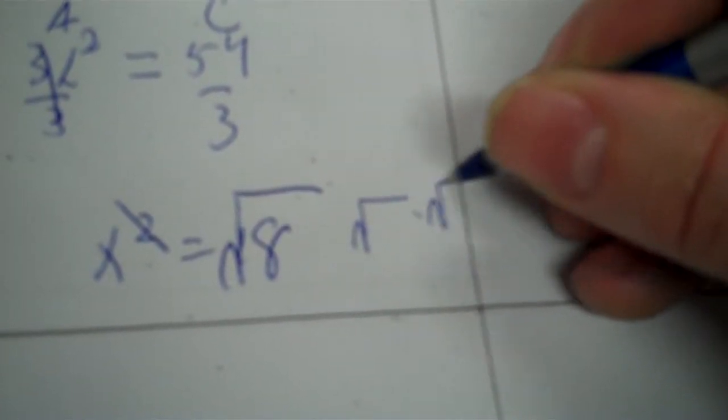Square root to get rid of your second power. Okay, but you need to simplify the square root appropriately, no decimals. Okay, 18 divided by 9 is 2. Look at the board. So it'd be 3 square root of 2.